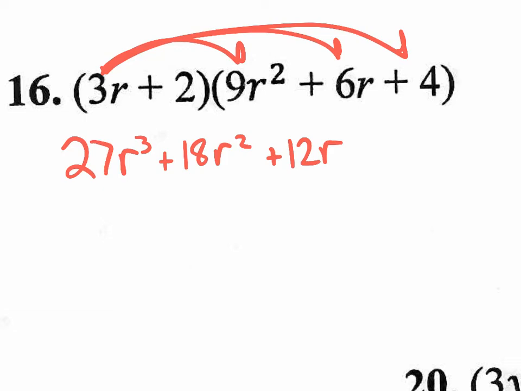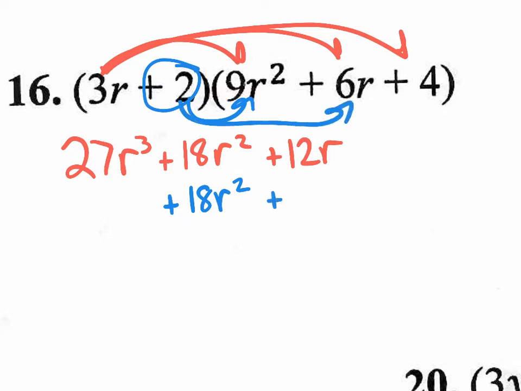Now I'm going to stack them to stay organized. Positive 2 times 9r squared, that's 18r squared. It is positive 18r squared, so it goes right below the other 18r squared. And then positive 2 times 6r, that is 12r. And it goes right below the other 12r. And then 2 times 4 is 8.